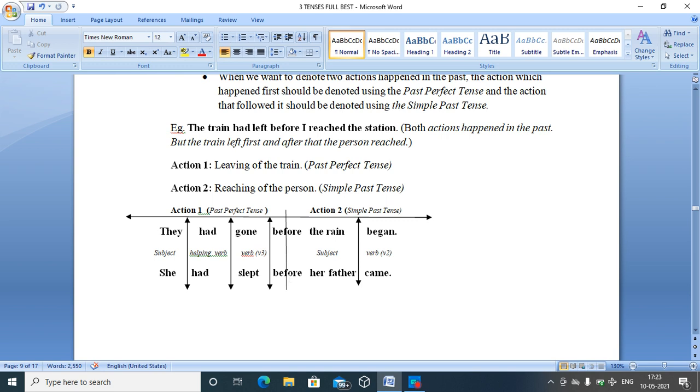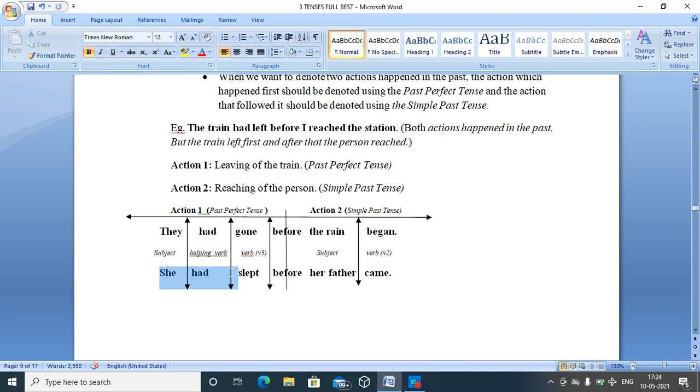Now before is the divide between these two actions. Then the second action is about the father's coming. So her father is the subject. And what about that person's coming? Come, came, come. The second action, so you have to use simple past tense itself, and here you use the V2 form, came. V1 and V3 are the same in the case of this particular verb, come, came, come, but we have the V2 form as different. So it's very simple and very clear that you opt for that and you can easily identify the difference. V2 form only there. And she had slept before her father came.